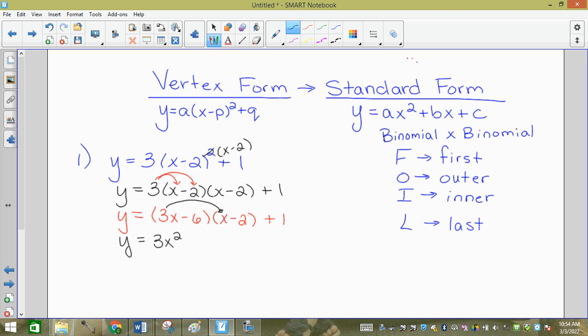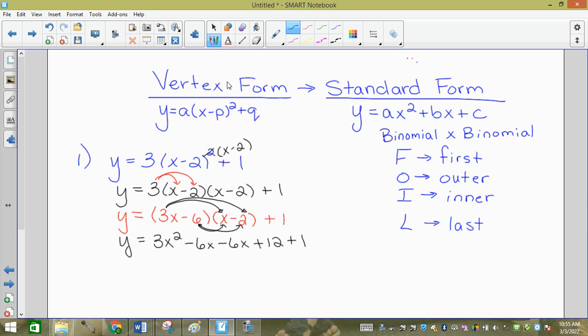Then we need outer times outer. So this is the outside one times the outside one. 3x times negative 2, negative 6x. Then we do inside times inside, inner times inner. Negative 6 times x, negative 6x. And then the last terms, negative 6 times negative 2, positive 12. And then we have this plus 1 sitting at the back. All the brackets are gone. We're so close.